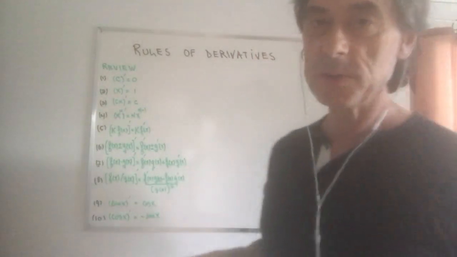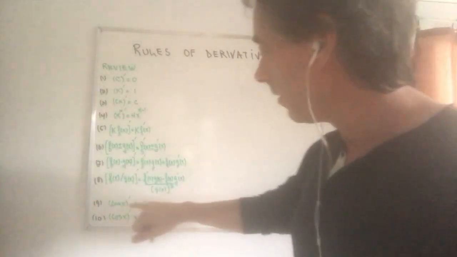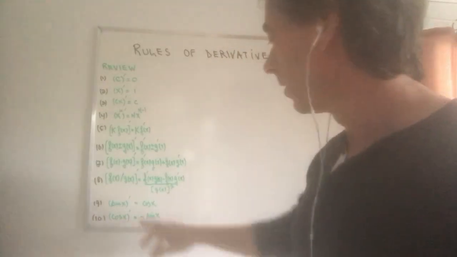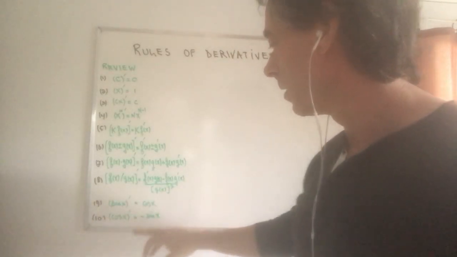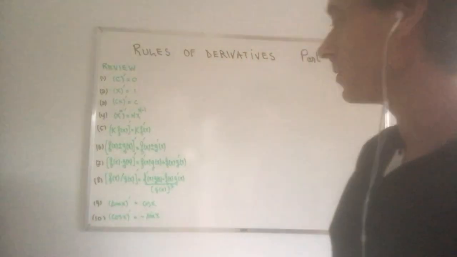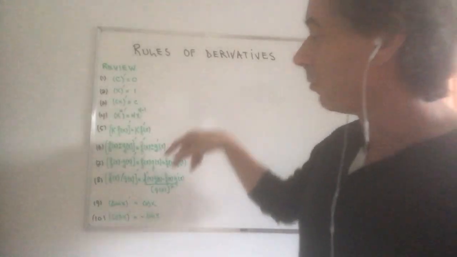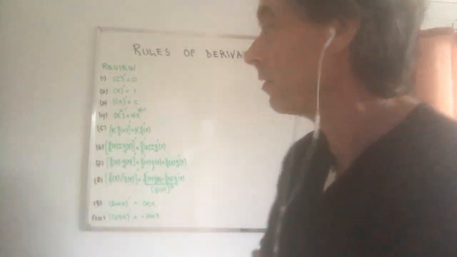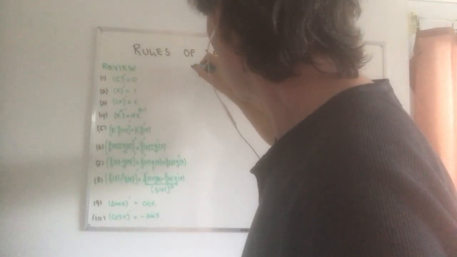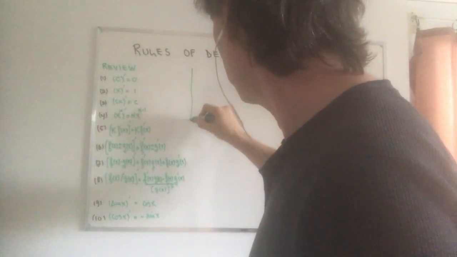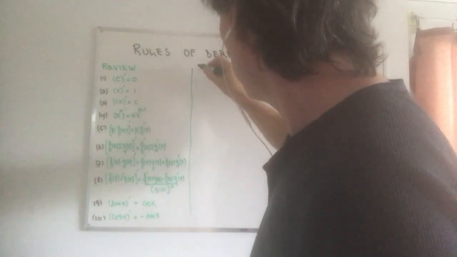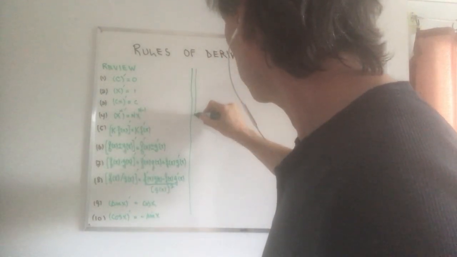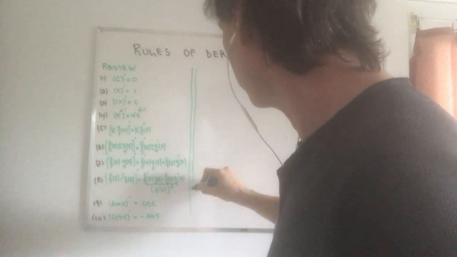So I've got 10 rules. And in the last video, the two new rules that we added were rules 9 and 10. So the derivative of sine is cos, and the derivative of cos is negative sine. The other rules were obtained in previous videos. Good. So just to have this before our eyes, we're going to make a little bit of a division of the very small whiteboard over here.